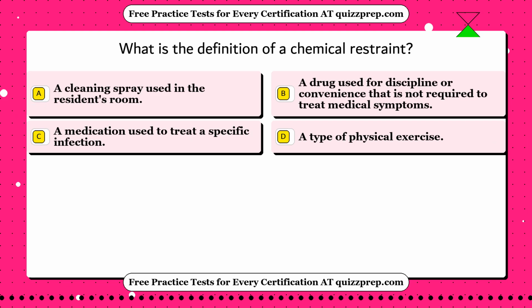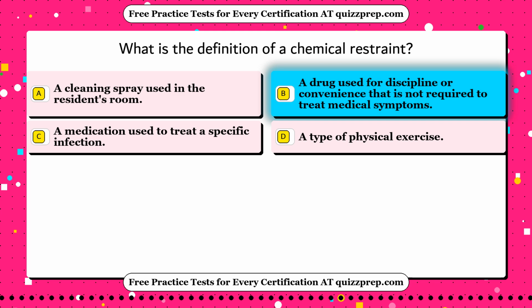Question 21. What is the definition of a chemical restraint? Option A, a cleaning spray used in the residence room. Option B, a drug used for discipline or convenience that is not required to treat medical symptoms. Option C, a medication used to treat a specific infection. Option D, a type of physical exercise.